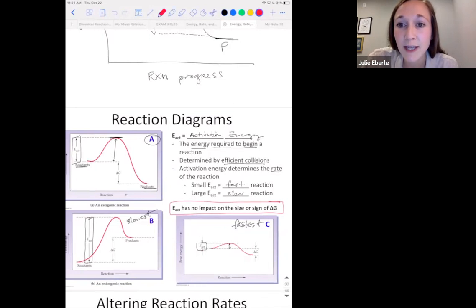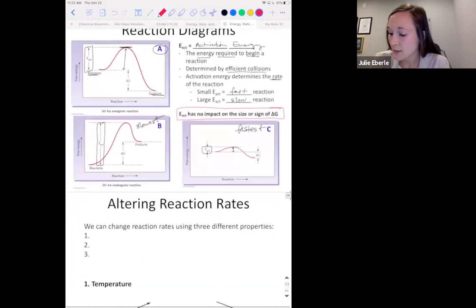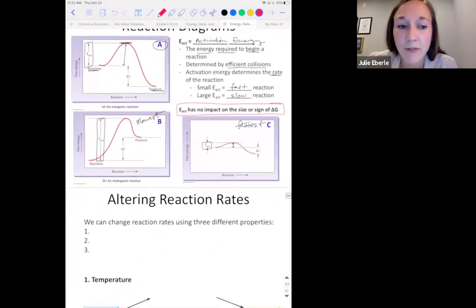So we're going to look at 3 ways we can, using our own power and tools in the lab or in our bodies, do this. If a reaction's slow and we want to speed it up, or if a reaction's really fast and we want to slow it down, we have ways we can do that. Okay. So that's the next couple slides. That's what we're going to talk about. How can we modify reaction rates? How can we make them more efficient?